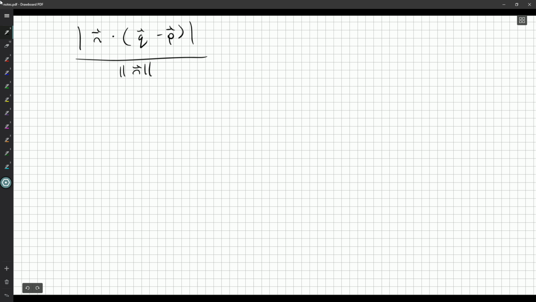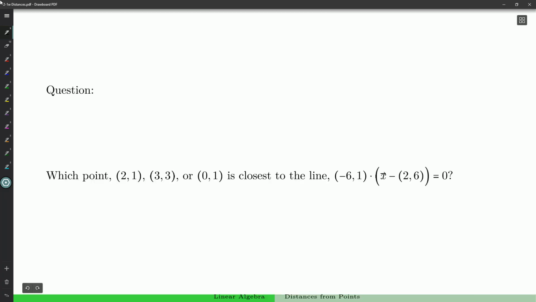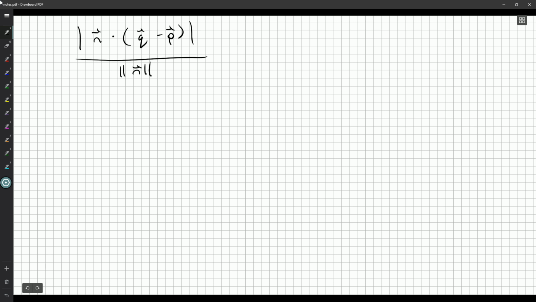We take the absolute value of just plugging our points in for that x, and then dividing by the length of the normal. Since we're going to have to do this a few times, let's work out the length of the normal ahead of time. Our normal vector here is (-6, 1), and we know how to find length: the square root of the sum of squares. So that's the square root of 37, and that'll be the denominator for all the distances that we work out here.